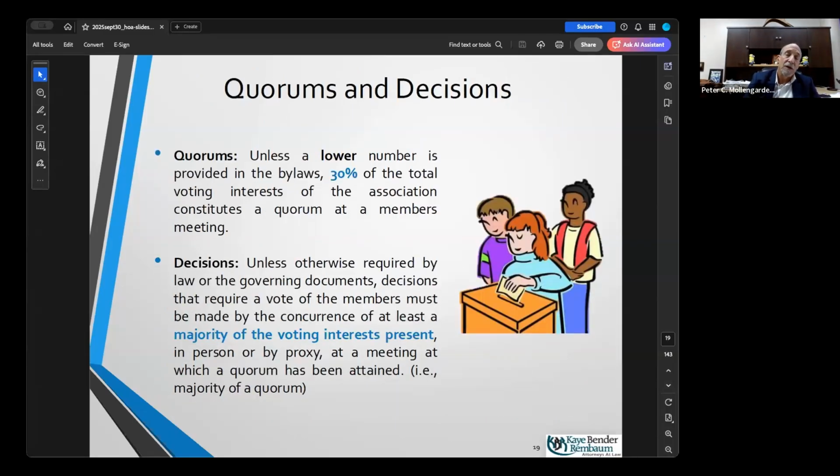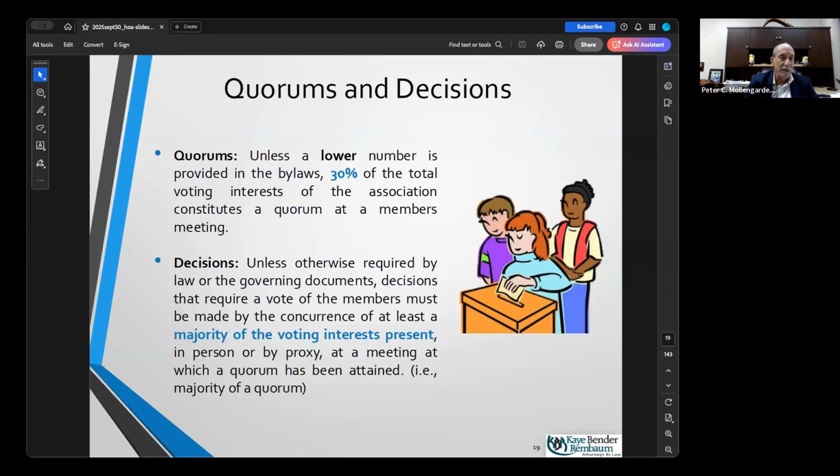Quorum. What is a quorum? A quorum is the amount of members you need to be in attendance to have a valid meeting. So for HOAs, this is an interesting point because the law used to be silent on this, and most documents said a quorum was a majority, back in the day. Then Chapter 720 came into being, and then 720 was amended, and pursuant to Chapter 720, unless a lower number is provided in the bylaws, 30% of the total voting interest of the association constitutes a quorum at a members' meeting.